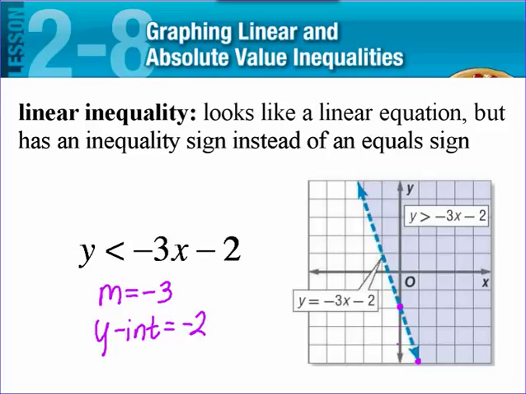The thing here is you're going to notice that the line is dashed. The reason it is dashed is because there is no equal to sign. If this had been less than or equal to, you would have used a solid line. And then we're going to shade on one side of the graph or the other. What this means is that everything here in the blue, every ordered pair, will satisfy that inequality.